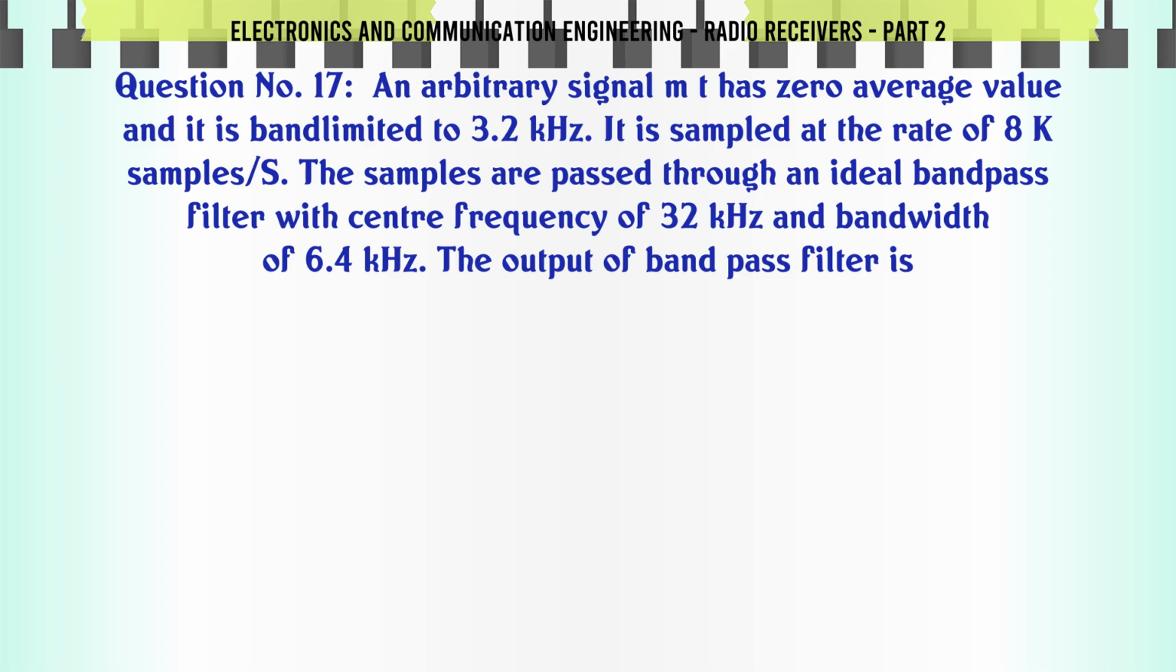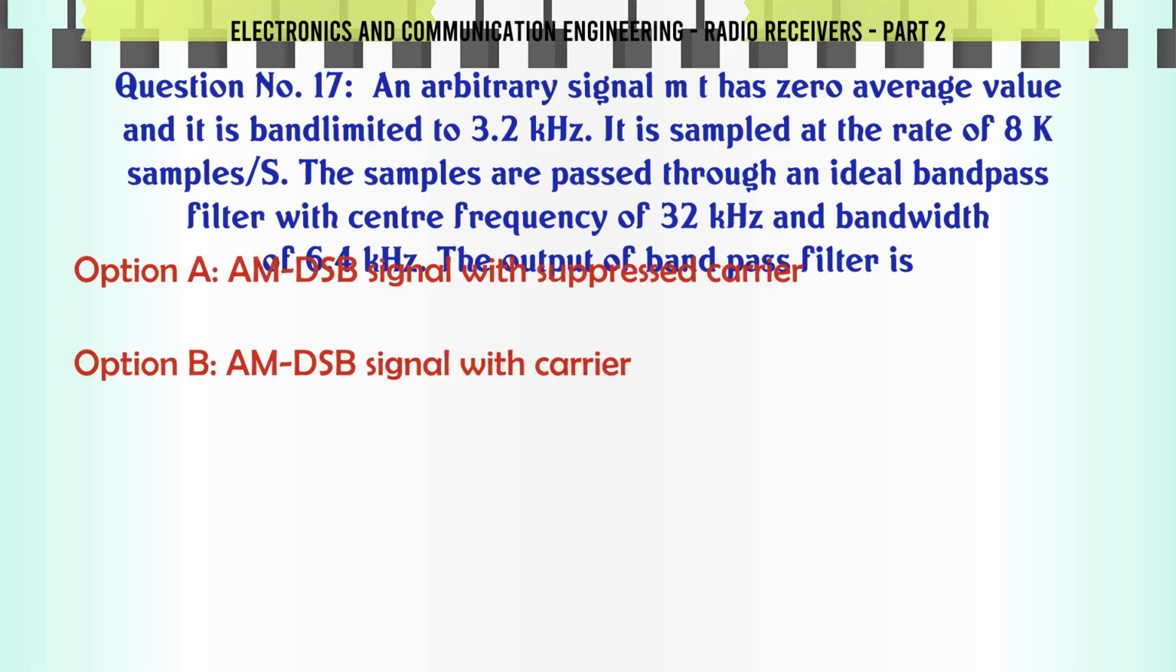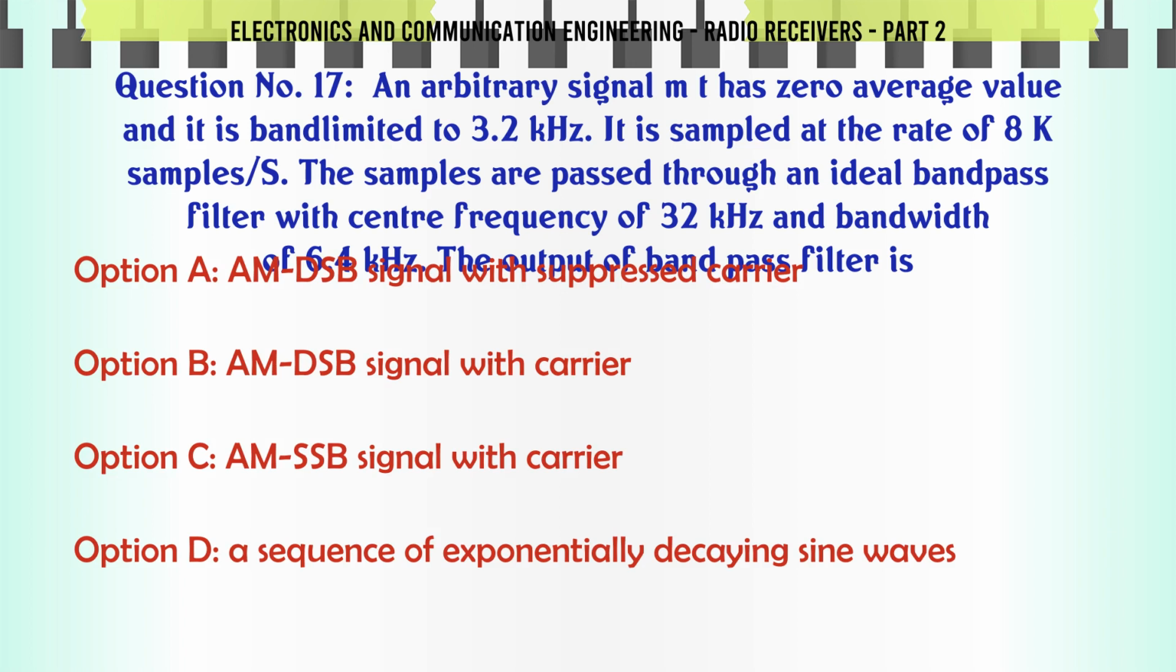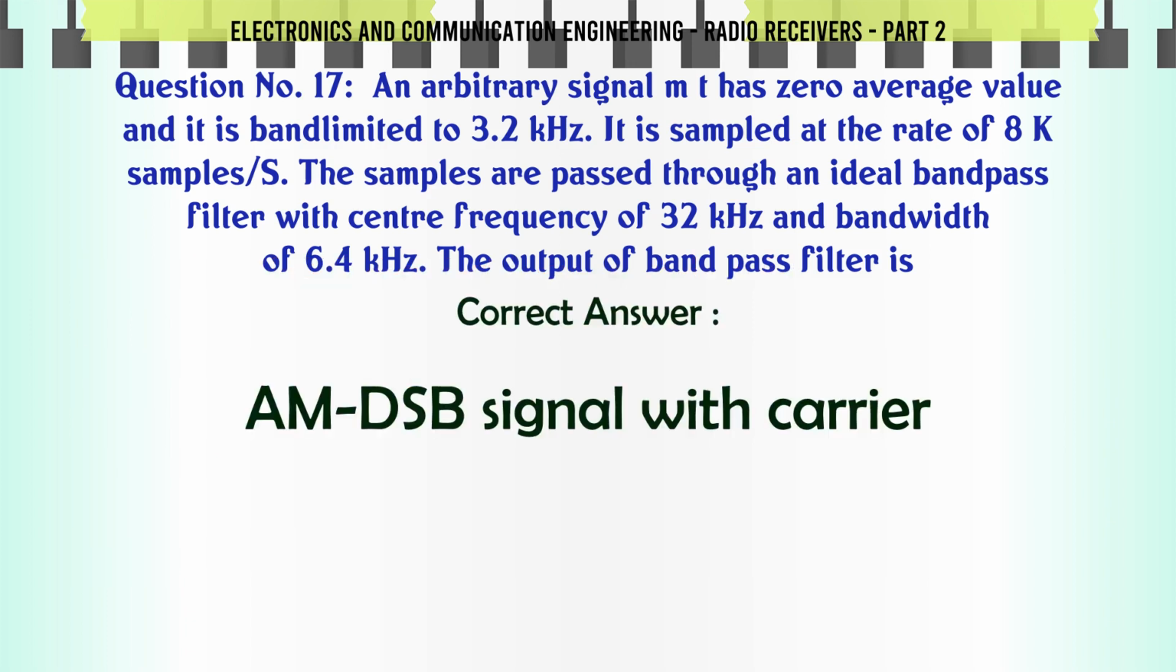An arbitrary signal m(t) has zero average value and it is bandlimited to 3.2 kHz. It is sampled at the rate of 8k samples per second. The samples are passed through an ideal bandpass filter with center frequency of 32 kHz and bandwidth of 6.4 kHz. The output of the bandpass filter is: A. AM DSB signal with suppressed carrier. B. AM DSB signal with carrier. C. AM SSB signal with carrier. D. A sequence of exponentially decaying sine waves. The correct answer is AM DSB signal with carrier.